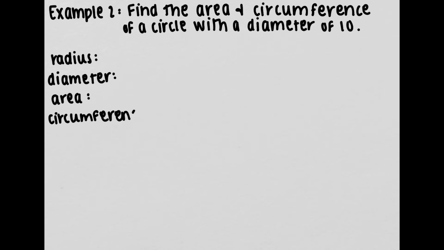So when I look at the problem, I'm given that the diameter is 10. So I'm going to fill that in over here. I know my diameter is 10. Before, I had the radius and I was looking for the diameter, so I multiplied by 2. Here we're going to do the opposite. To find the radius after we're given the diameter, we're going to divide by 2. When I do that, 10 divided by 2 leaves me with 5. Now I have my radius, I have my diameter, I can start finding my area and my circumference.